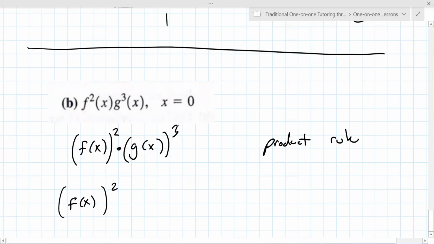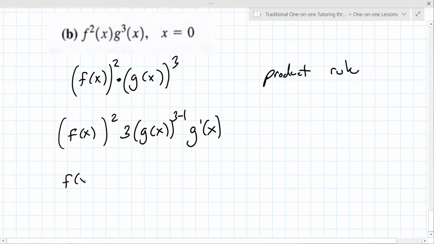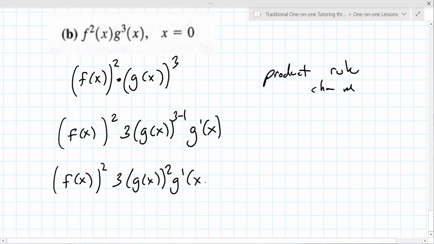Then I'm going to use a power rule here: 3 g of x to the 3 minus 1. Now I've got to take the derivative of the inside function, g prime of x. Before we move on, let's be very clear, this is f of x squared. So is the extra g prime of x like chain rule? Exactly, yes, chain rule. So 3 g of x squared times g prime of x.